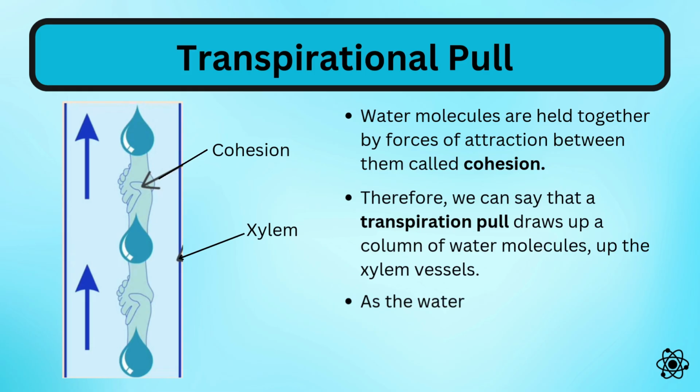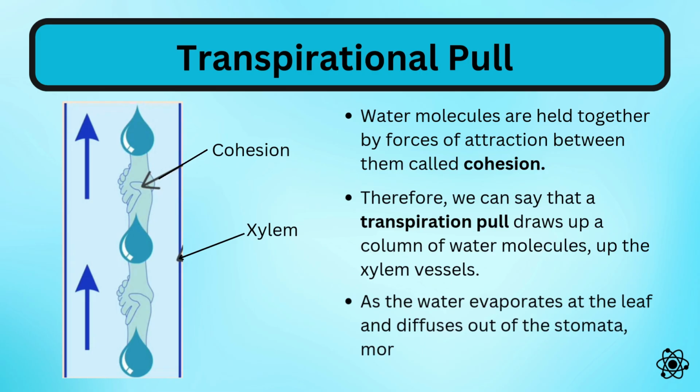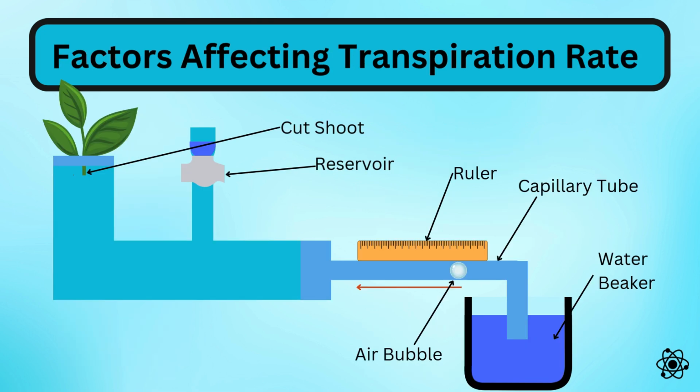As the water evaporates at the leaf and diffuses out of the stomata, more water is drawn up the plant from the roots. Please note that water does not travel through xylem vessels by osmosis. Osmosis involves the movement of water across the cell membrane, but xylem cells do not have living content, so there will be no membranes. A potometer like the one shown in the diagram may be used to measure transpiration rate.